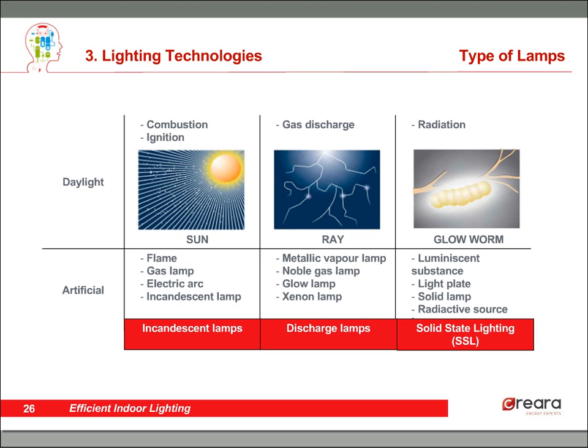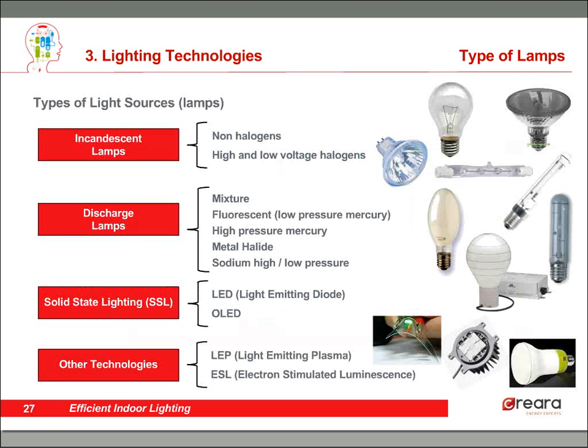So these are the three main families of lamps: incandescent lamps, discharge lamps, and solid-state lighting. All the lamps we use belong to one of these families. In the incandescent lamp family, we have the non-halogen incandescent lamps and high and low voltage halogens. We use incandescent lamps at homes, in living rooms, etc.